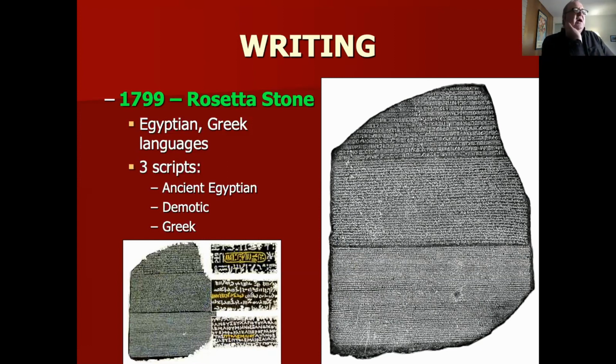Greek had survived as an actual language, and so by being able to compare these three different scripts, which said the same thing in different languages, they were able to start making headway into figuring out what the hieroglyphics meant and how the ancient Egyptian language was structured.